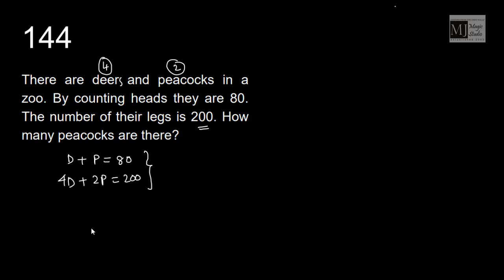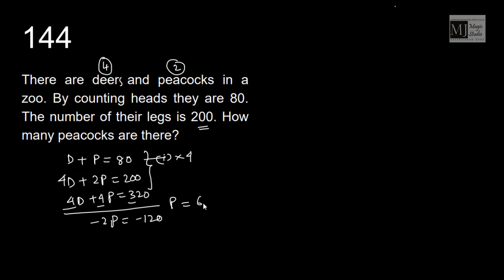Now we can solve these two equations as simultaneous equations and find the value of P. If I multiply equation 1 by 4, I'll get 4D plus 4P equals 320. And if I subtract them, minus 2P equals minus 120, which gives P equals 60. So number of peacocks are 60. Now if I need to find number of deers, deer would be 80 minus 60, that is 20. Done.